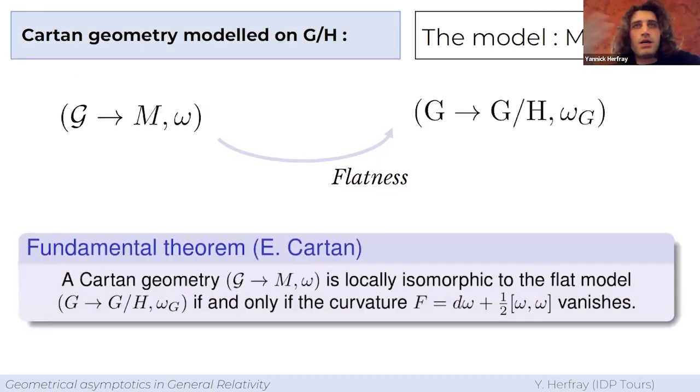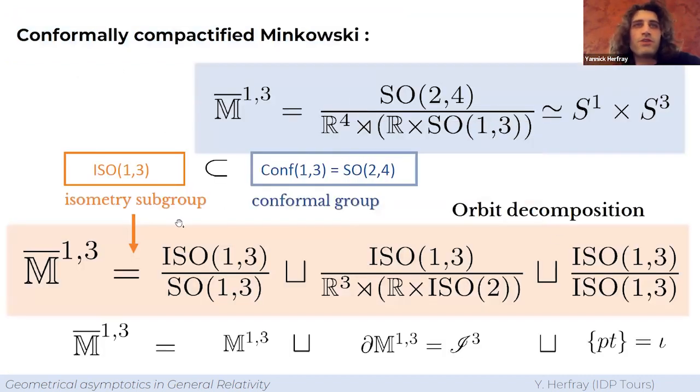Okay, so here we are just making G mod H curved. But what is of interest is to obtain a curved version of this orbit decomposition. So how do you translate this idea that you're decomposing orbits? Well, what you need to remind yourself is that the key choice that you're making here is a choice of subgroup. You need to choose one isometry subgroup inside a conformal subgroup to obtain this orbit decomposition.